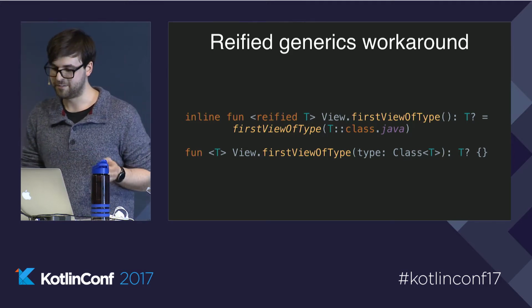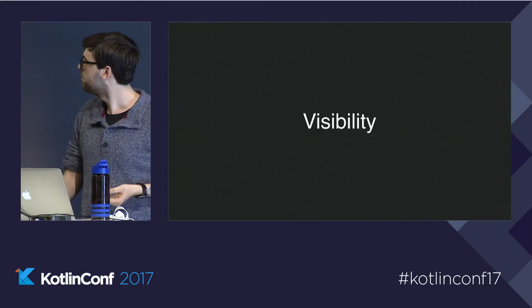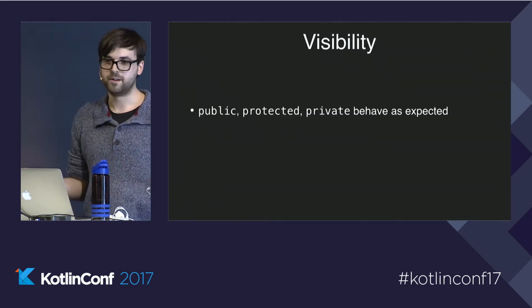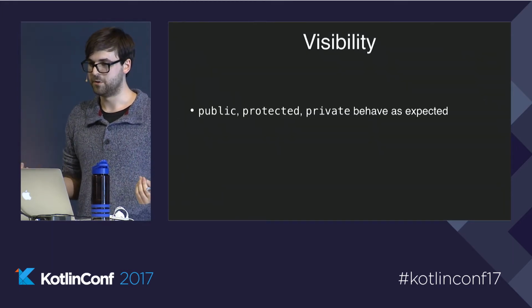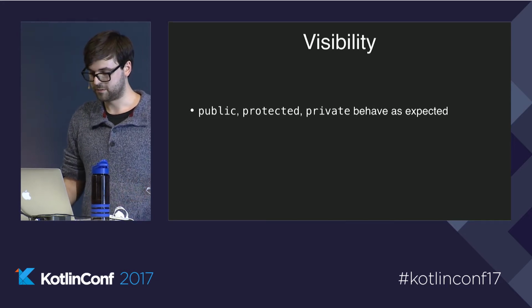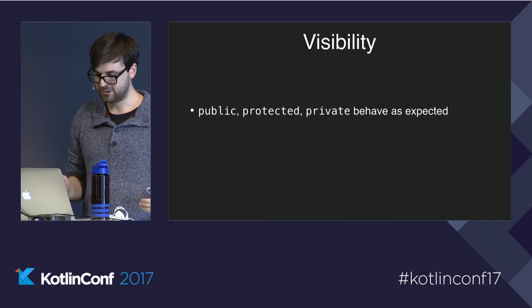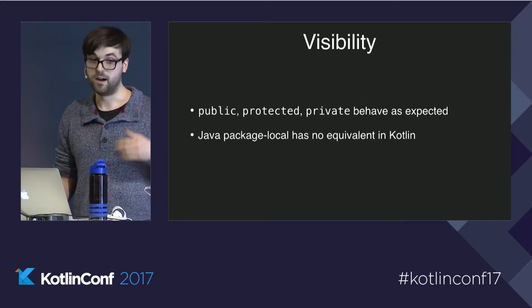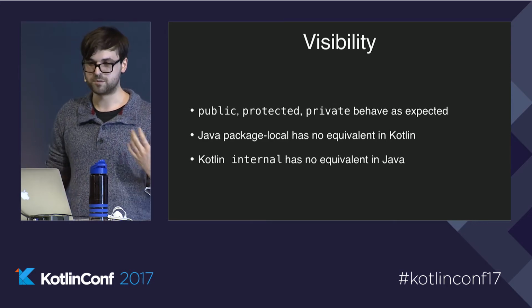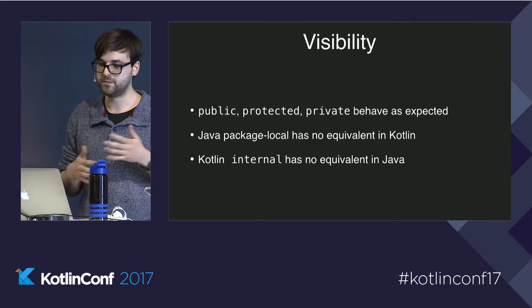So let's talk a bit about visibility. So public, protected, and private are all shared in Java and Kotlin, right? Java and Kotlin both have these same visibilities, and they behave as you would expect. But there's a bit of a mismatch. Java has package local, Kotlin does not. Kotlin has internal, and Java does not. So what happens when we use these modifiers and then interop?